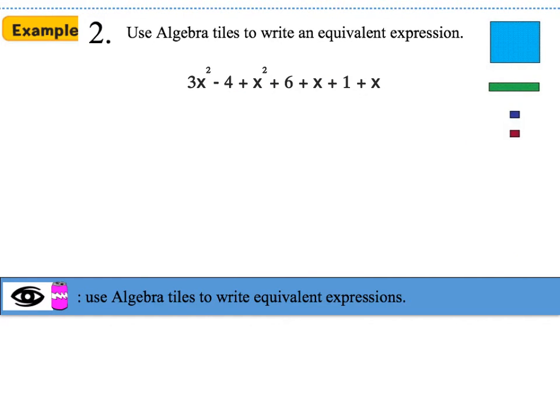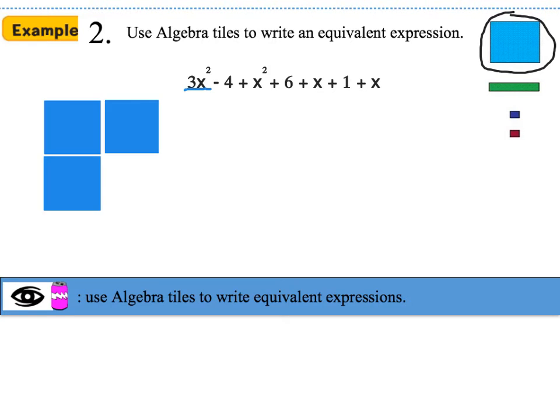For example 3, it says use algebra tiles to write an equivalent expression. So for my first term, I see I have 3x to the second power. If you remember back from the key concepts, this tile right here represents x to the second power. So I need to draw 3 of them. My next term is negative 4. So I'm going to go ahead and draw 4 of these negative constant tiles.